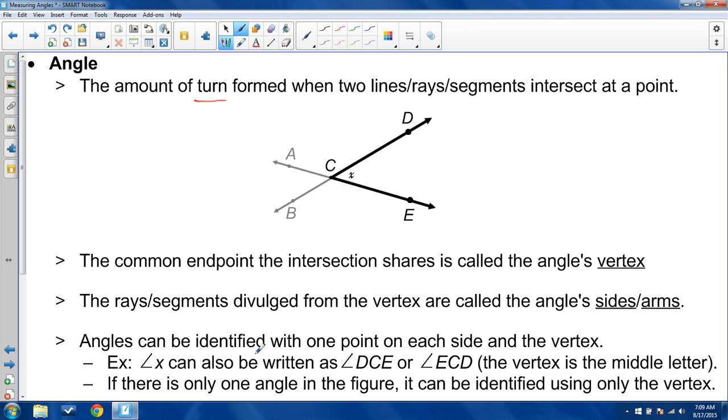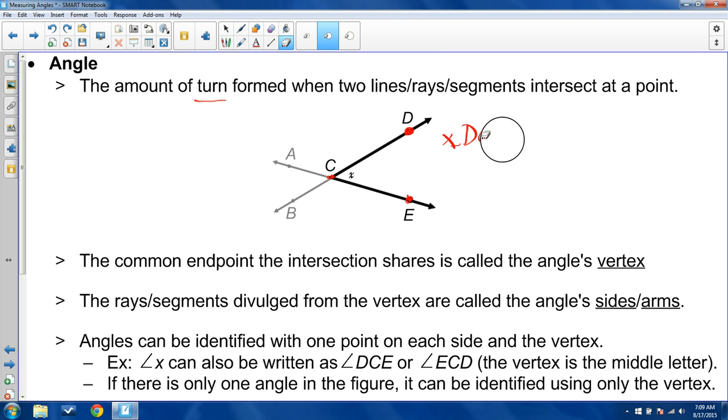If you want to name the angle, if you want to write it down, you're going to use a side, a point on each side, and then you're going to say the vertex as well. So if I wanted to name this angle, I could say point D is on one of the sides, point C is the vertex, point E is on the other side. This is angle D, C, E. You could also start with E and go angle E, C, D. But the common theme here is side, vertex, side. Vertex is always in the middle.